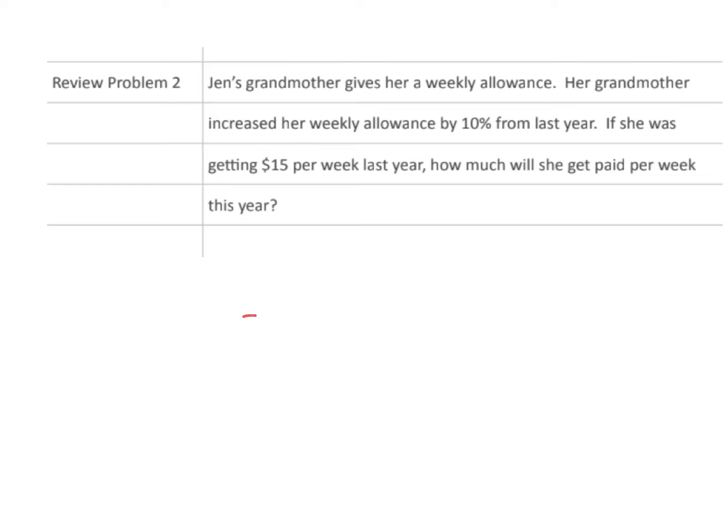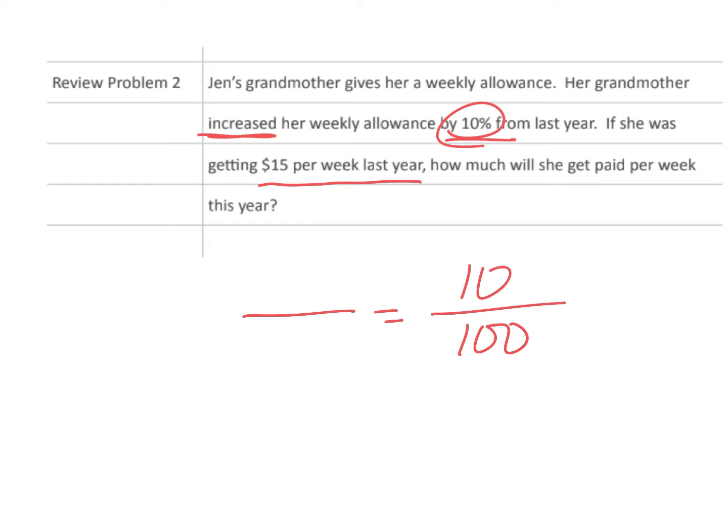So let's try review problem number 2. Set it up with the percent proportion. Jen's grandmother gives her a weekly allowance. Her grandmother increased her weekly, we like that word, her weekly allowance by 10% from last year. If she was getting $15 per week last year, how much will she get paid per week this year? 10%, we know goes over 100. 15 was last year, so that's our original amount. That's going to go on the bottom.